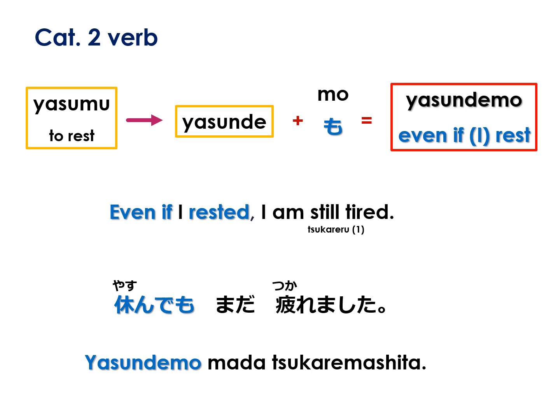Note that in English, the verbs rested and tired have to be both in the past tense. However, in Japanese, the tense of the sentence is decided by the tense of the verb in the main clause, which is tsukaremashita, meaning tired, past tense, and not by the verb in the subordinate clause, yasundemo, which has no tense.